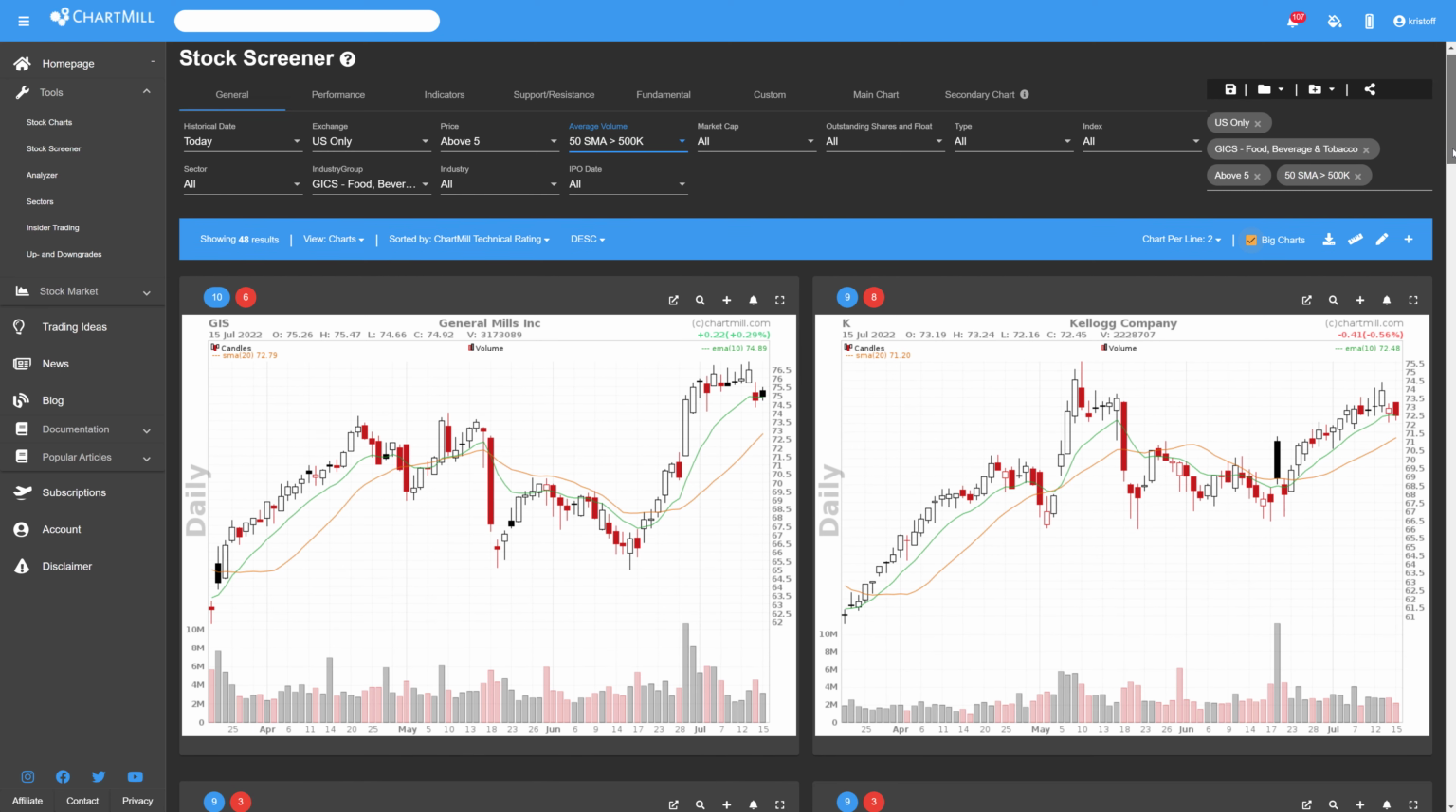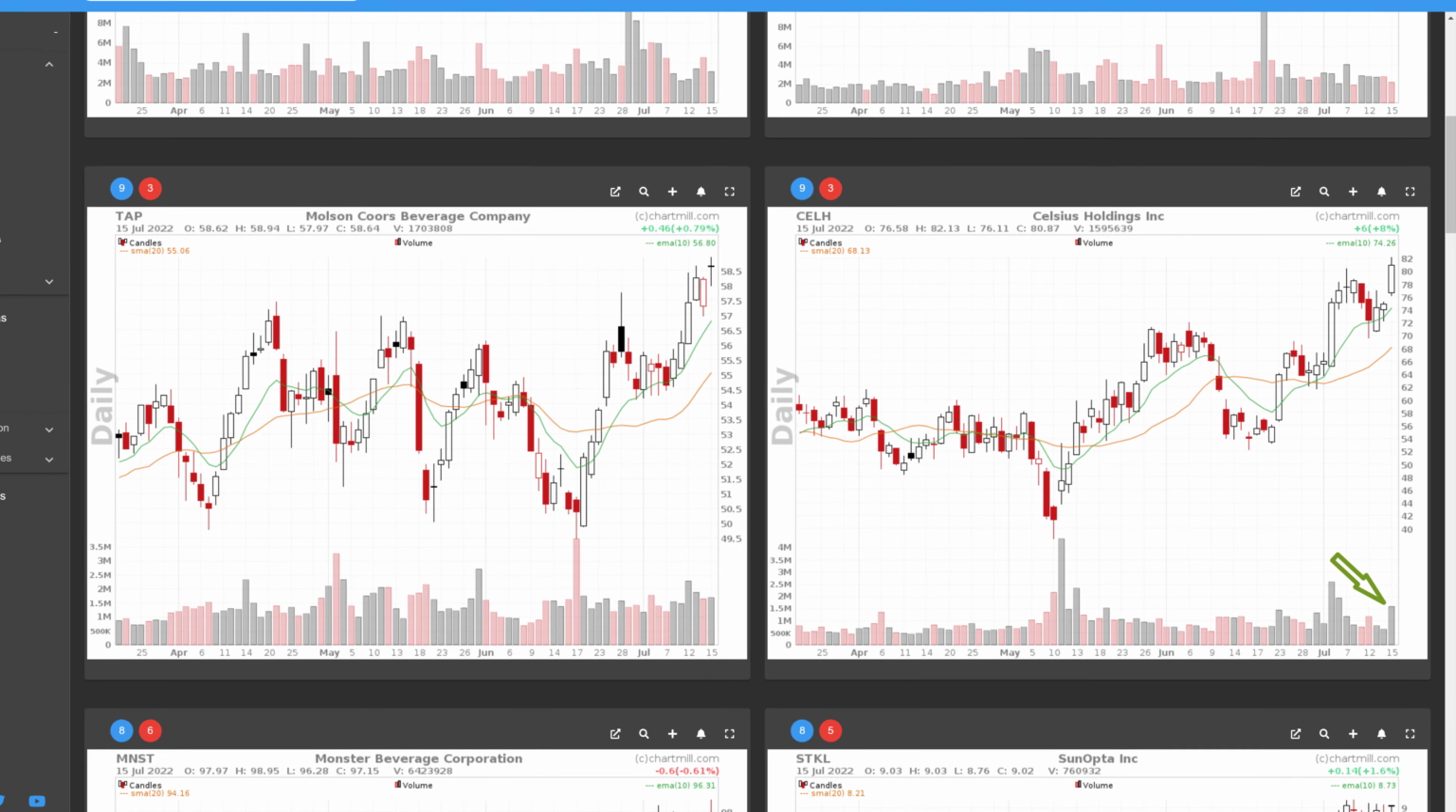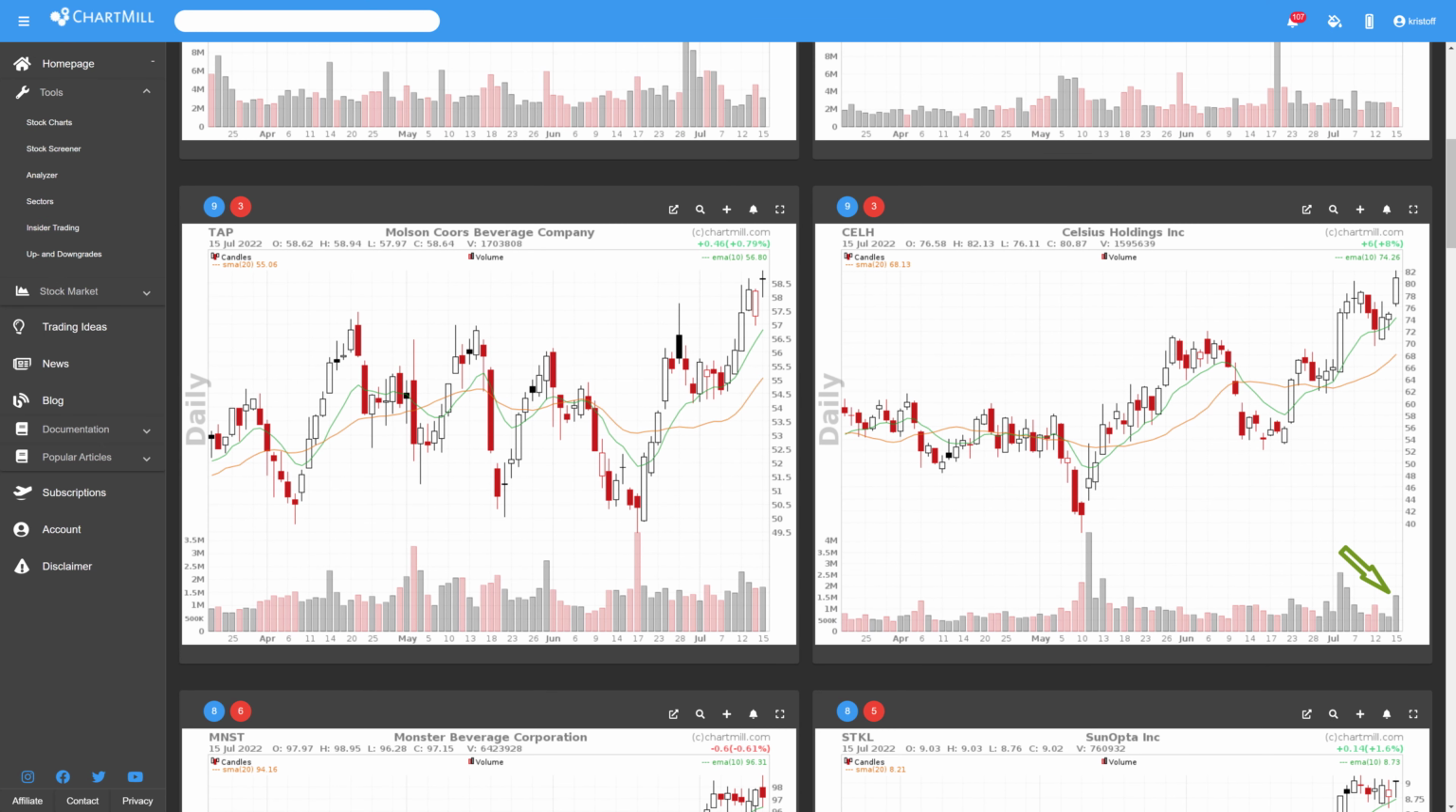Again, we first set a minimum price and minimum volume. Scrolling quickly through these results, I immediately noticed this one, Celsius Holdings, a clean breakout with sharply increased volume. I'm not going to look at these in more detail right now, but it should be obvious that by picking the strongest sectors or industries, you quickly get quality setups for potential swing trades.